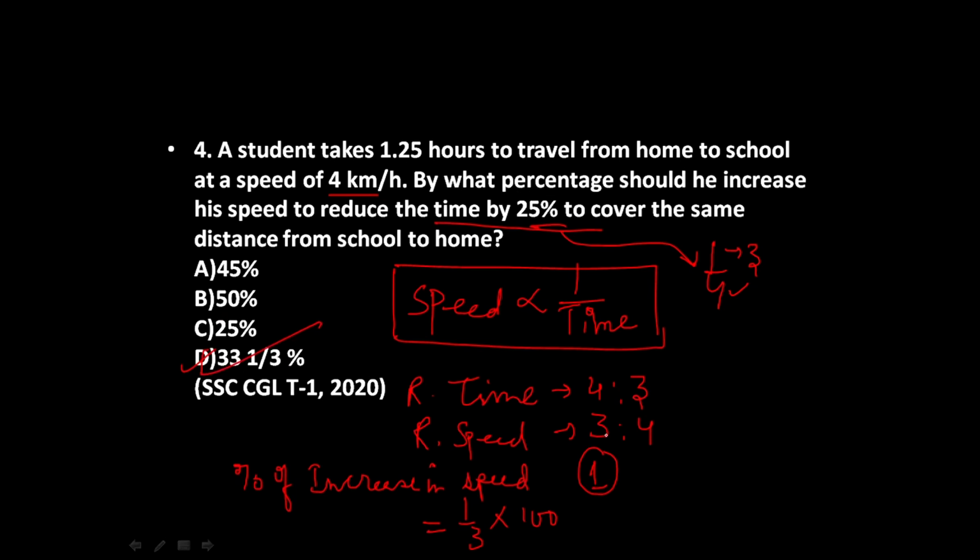Why? Because it is 3 in the first case, and then it's 4 in the next case. So the increase of speed is 1. The difference is 1. So 1 upon 3 into 100 is equal to 33 and 1 by 3%. I hope it is clear to you. It is a simple and easier one. If you have any queries regarding this question, you can obviously comment below.